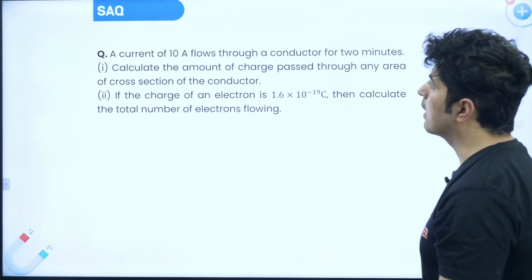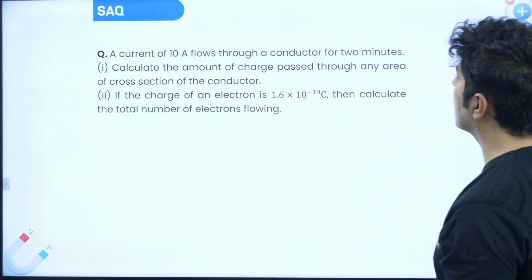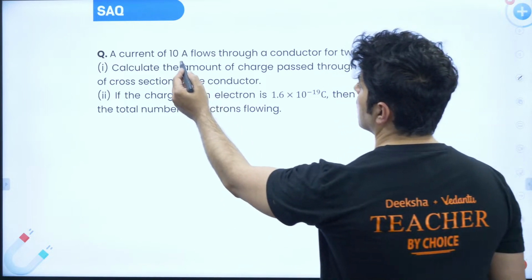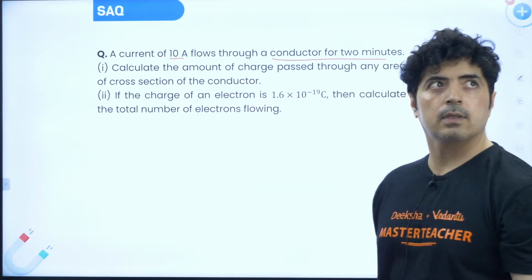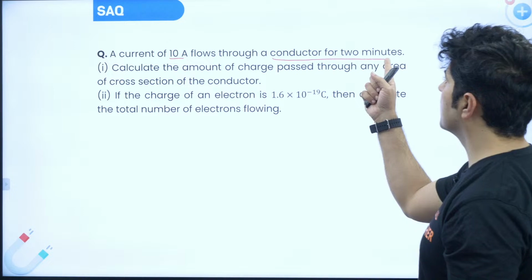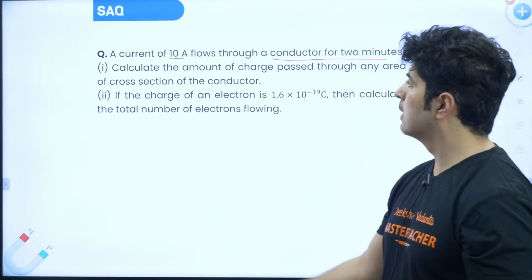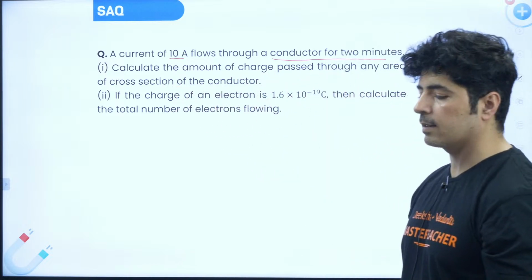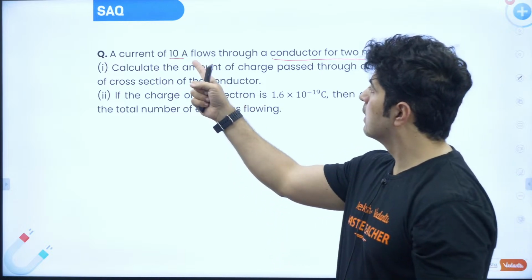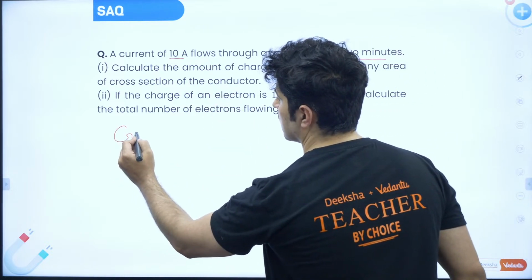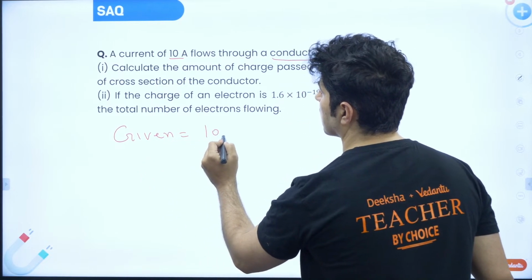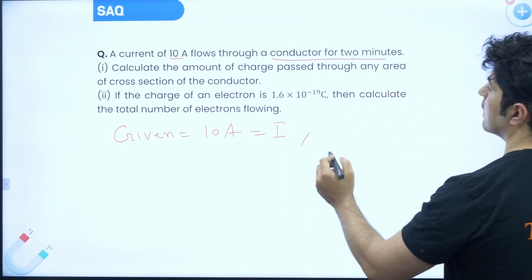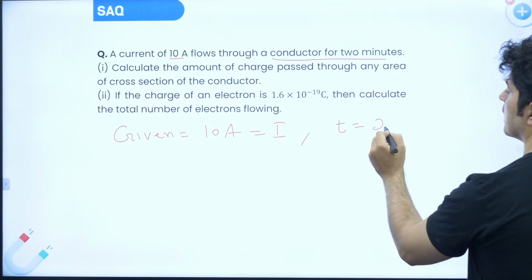A current of 10 ampere flows through a conductor for 2 minutes. Calculate the amount of charge that passes through any cross section area of the conductor. So first, what is given to us? Given to us is 10 ampere of current. What else is given? Time, 2 minutes.